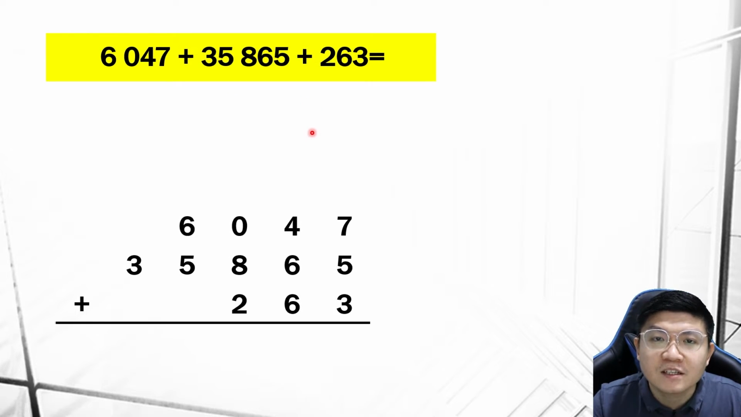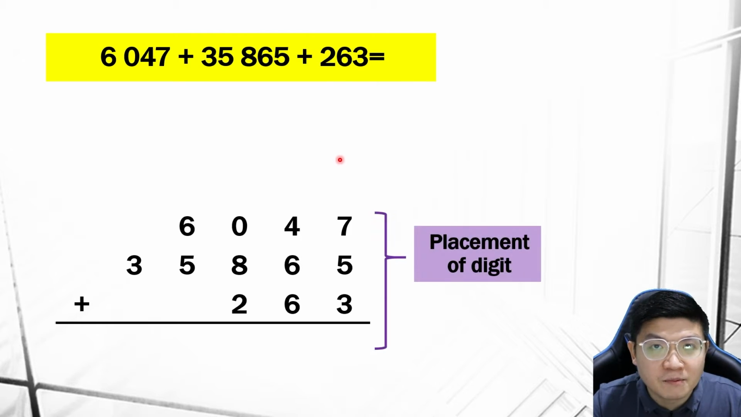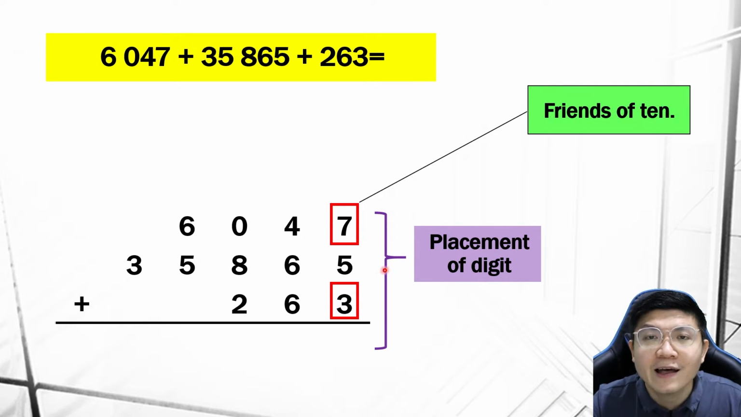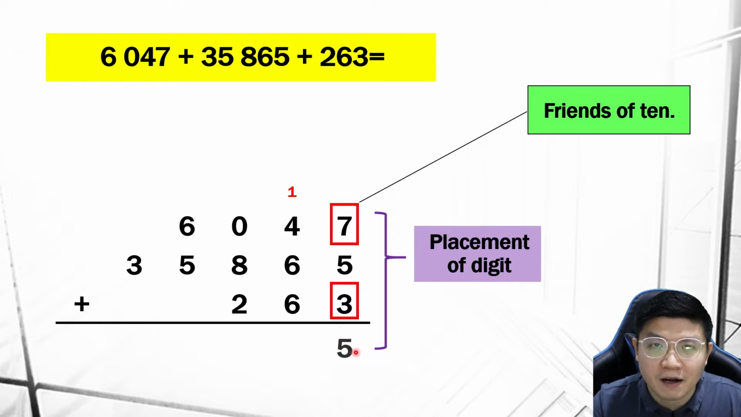Next, addition of number sentences, right? Okay, here this is the number sentence 6,047 plus 35,865 plus 263. Okay, first, arrange them in standard form. Now remember the placement of digit, we should arrange from the ones, right? Okay, starting from ones here. 7 plus 5 plus 3. Is there any tip that you can use? Yes. What about 7 and 3? This is actually friends of 10. Yeah, I know 7 and 3 equal to 10. So 10 plus 5, 15. Therefore, 1 and 5. Good.